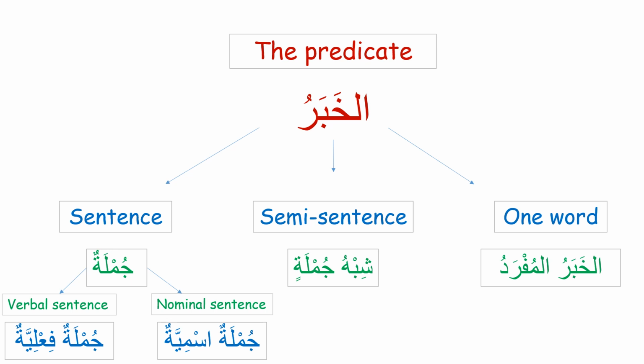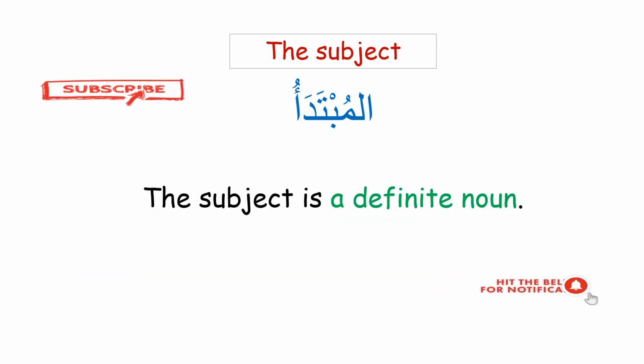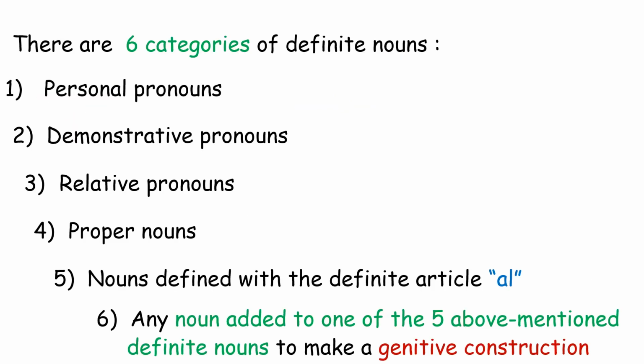Now what about the subject? Let's see. I would really appreciate if you pay extra attention, please. Since we have settled that al-mubtada has to be a definite noun, we can now recall our lesson about definite nouns. As previously stated, there are 6 categories of definite nouns in Arabic, and they are personal pronouns, demonstrative pronouns, relative pronouns, proper nouns, nouns defined with a definite article al, and last but not least, any noun added to one of the 5 above mentioned definite nouns to make a genitive construction, also known as annexation or إضافة.